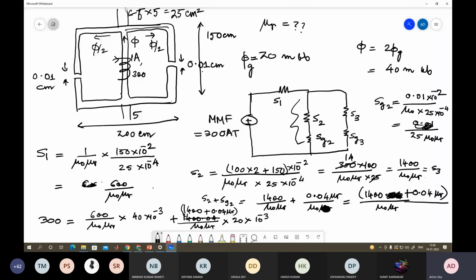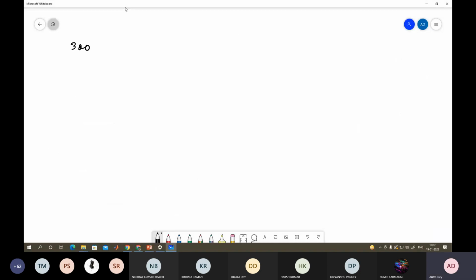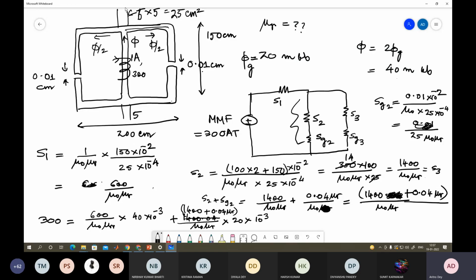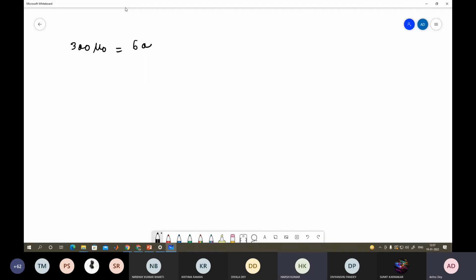Now you should put the value of mu 0, and then we can take mu 0 common from the denominator and take it to the other side. So in the next step, what we should write is 300 mu 0, and that is equal to, can you just repeat what is there? It is 600. If we take mu r on the other side, then it will be 600 by mu r, isn't it? Plus 1400 plus 0.04 mu r divided by mu r. Am I correct?